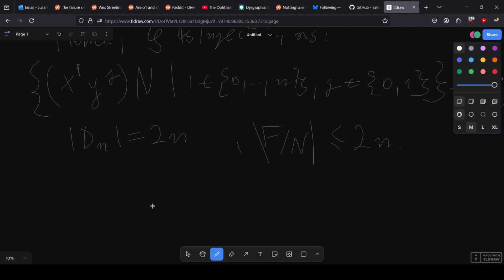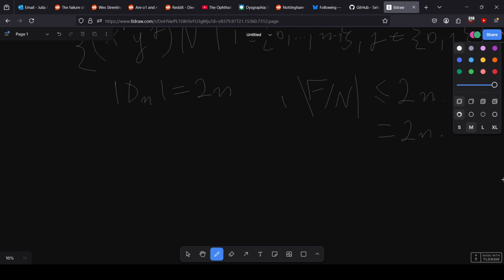And because of this, this means that this has at most this many elements, but Dn has 2n elements. And since we are surjective, this has to be equal to 2n instead. And we are done.